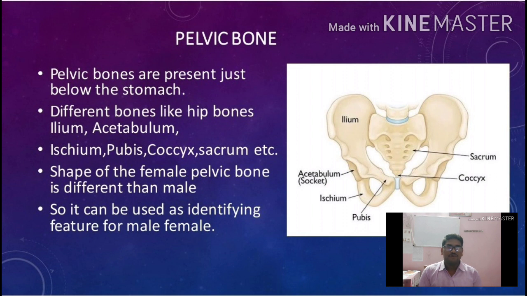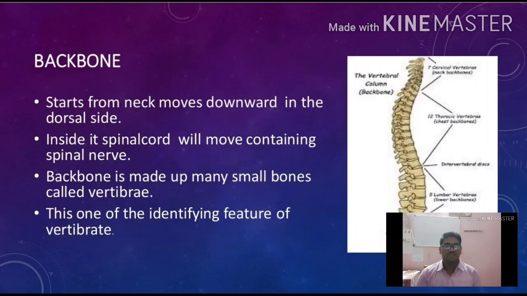Now come to the backbone. The backbone is the most important part of our body because it contains the spinal cord with spinal nerves inside it. It starts from the neck and moves onwards on the dorsal side, that is the backward side. The backbone is made of many small ring-like bones. They are called vertebrae. This is one of the identifying features of vertebrates.